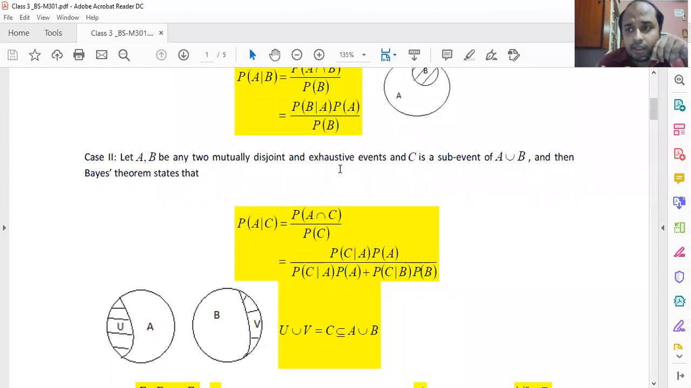We have considered all the possible events over here. So that's why capital A and capital B have been taken into consideration. They are exhaustive events because the union of capital A and capital B is the total sample space. Now see the diagram. In the diagram, capital A has a sub-event, which is the shaded region denoted by capital U, and capital B has another sub-event denoted by the shaded region, which is named capital V.